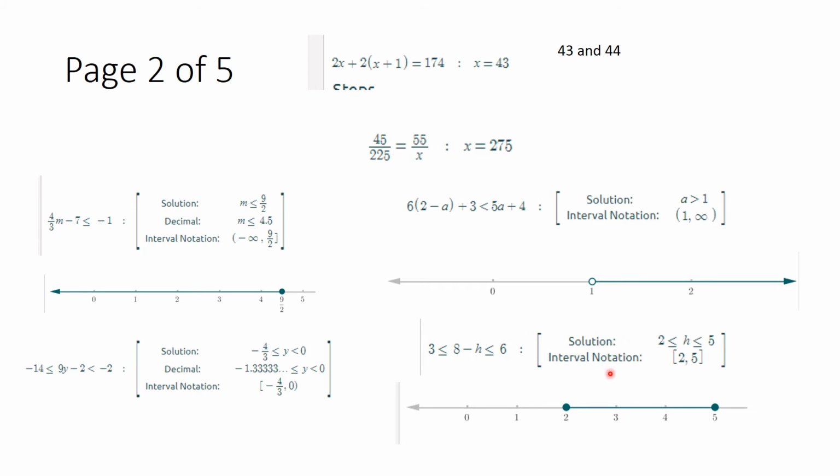This is bracket 2 comma 5. Both of those are brackets. This is the graph you should have, and the interval notation here is minus 3/4 comma 0. This is a bracket, that is parentheses. I didn't show the graph, but you should have the circle colored in for minus 4/3, and 0 should be an open circle.